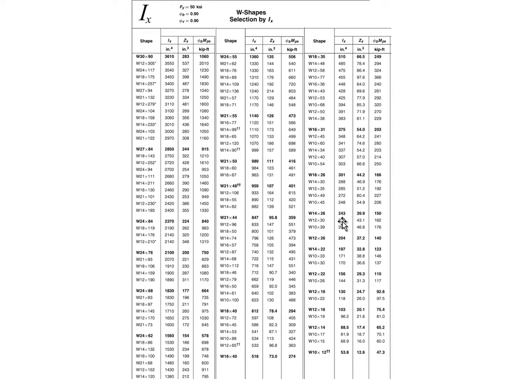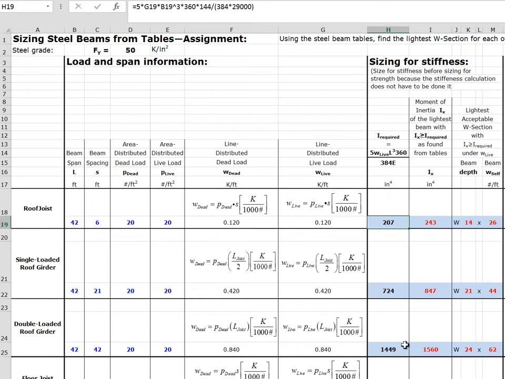So we're going to jump up to this 243, which is a W14 by 26. So now I'm going to go back and I see that we've put in a 14 by 26, which has a moment of inertia of 243 inches to the fourth. An important point here is that because of the quantum nature of the beams that are created, there's not an infinite number of them, and there's not a continuum of them. We're looking at some fairly coarse numbers because we were targeting 207 and we're ending up with 243.